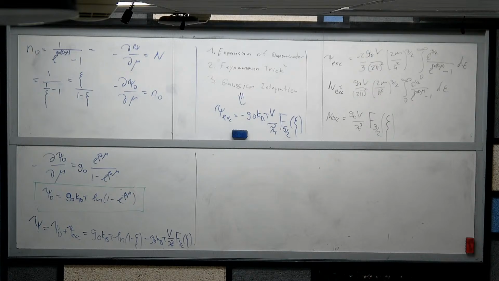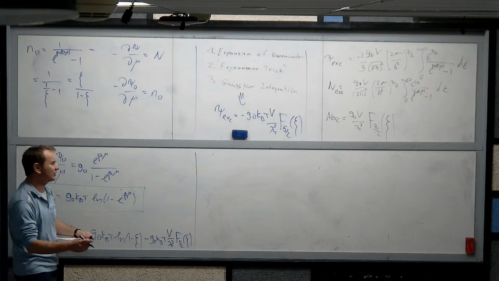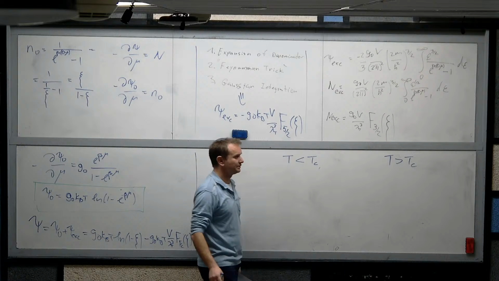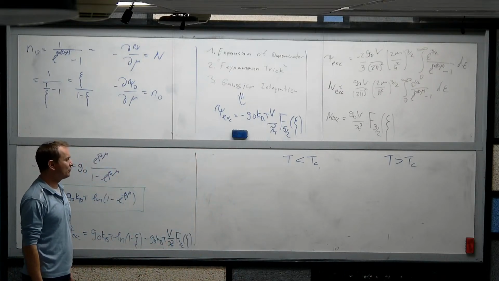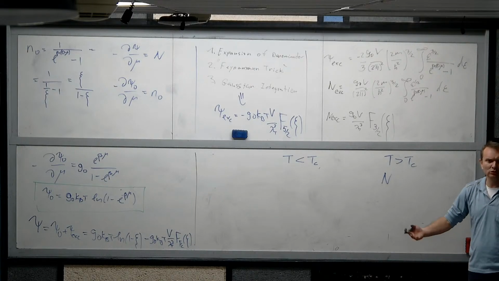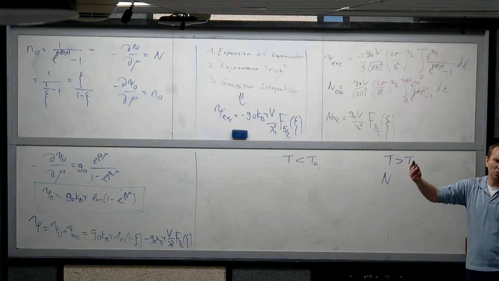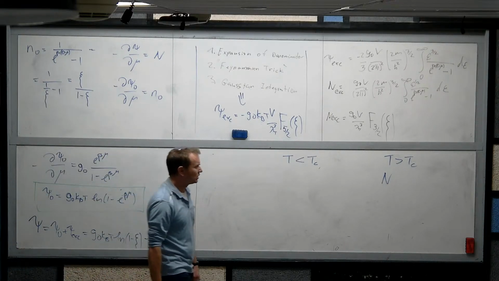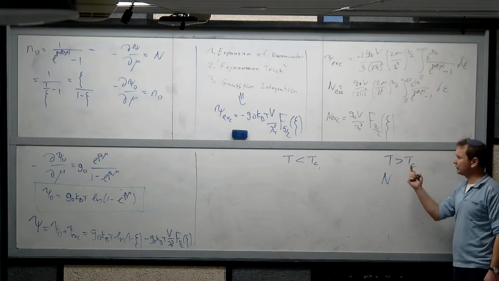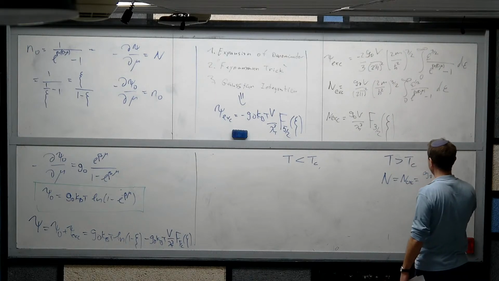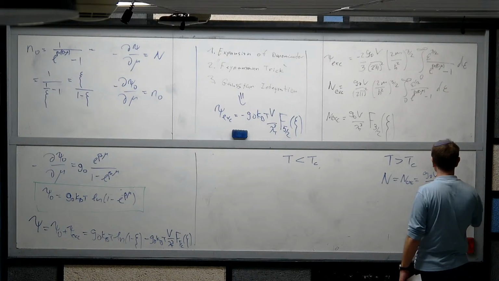So we say the following thing. There is T above Tc, and there is T below Tc. For T above Tc, nothing happens at the lowest level, so the total number of particles, at temperatures above this critical temperature, N equals N excited, which is G0 V over lambda T to the third power, times F3 halves of the fugacity.